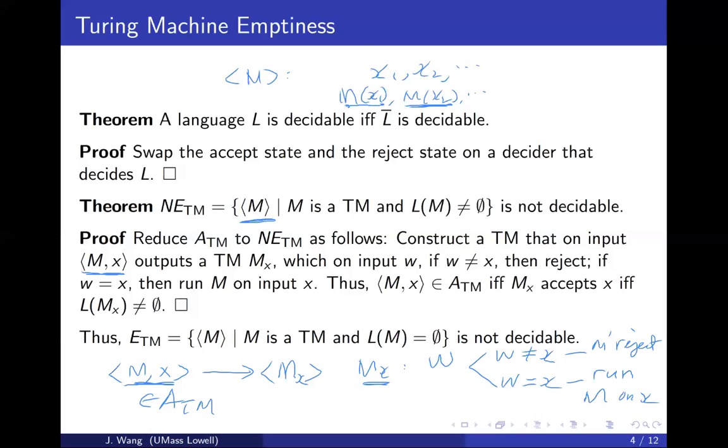So it means that M_X accepts X, because when W is equal to X, you run M on X. So it accepts it, which means that L is not the empty set, because it does accept X. Likewise, if the encoding of M comma X is not in A sub TM, that means M rejects X.